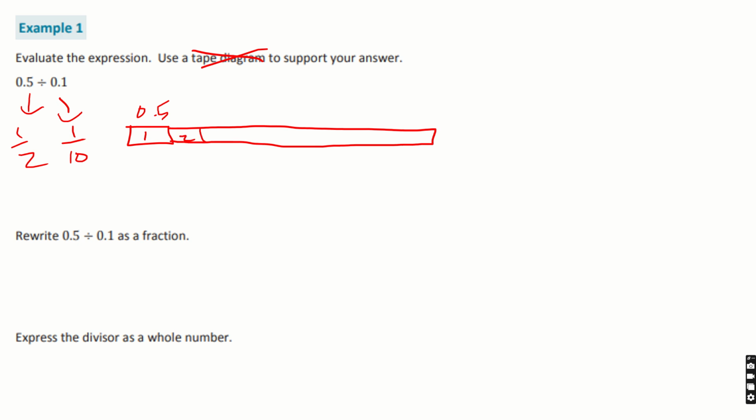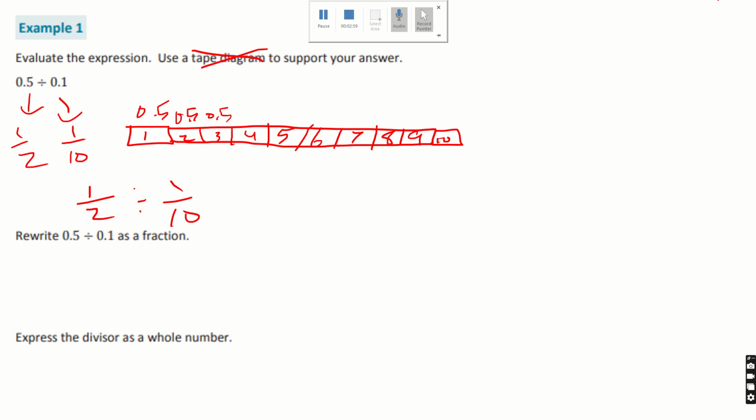So this would be 2, this would be 3, 4, 5, 6, 7, 8, 9, and 10. And each one of those would be 0.5, 0.5, and so on, right? So we can rewrite this as a fraction when we look at it as, remember, 0.5, we said it's 1/2, but we can also look at it this way. We have 1/2 divided by 1 over 10, which we did earlier, so we're familiar with that information. And so we already have our answer, right? The answer we got earlier on the front page was 5 wholes.